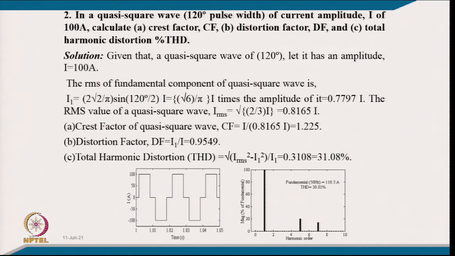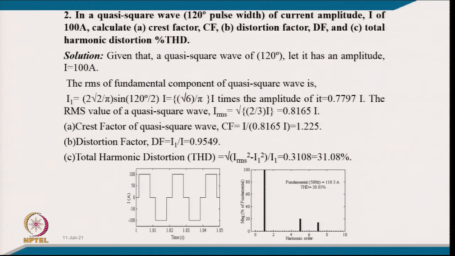So, it becomes 0.8165 I, and then you can find out the crest factor, which is nothing but the peak divided by your RMS value. So, peak here is I, and your RMS value, which we calculated as the total RMS of this waveform, is 0.8165 into I. So, this becomes 1.225. So, this is the crest factor.